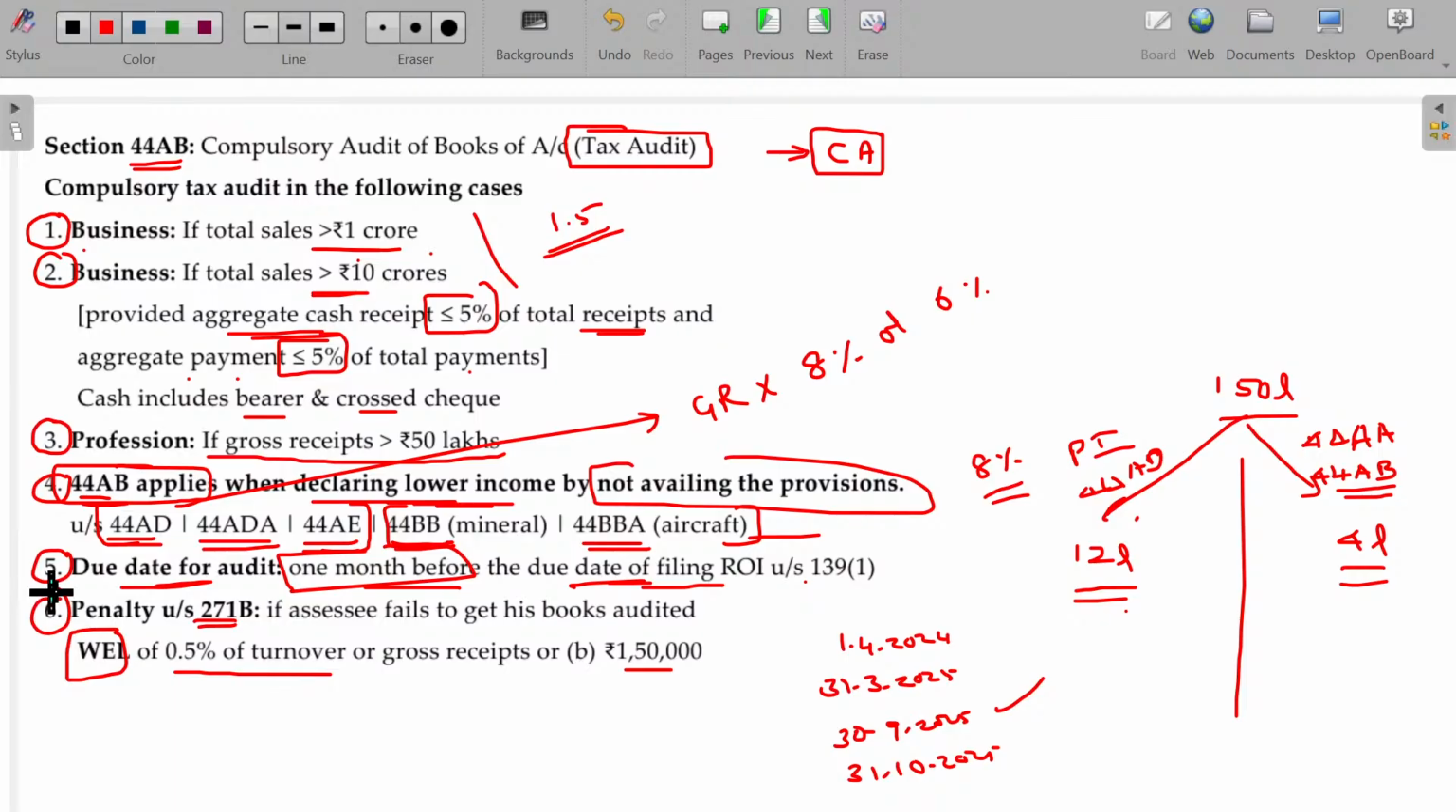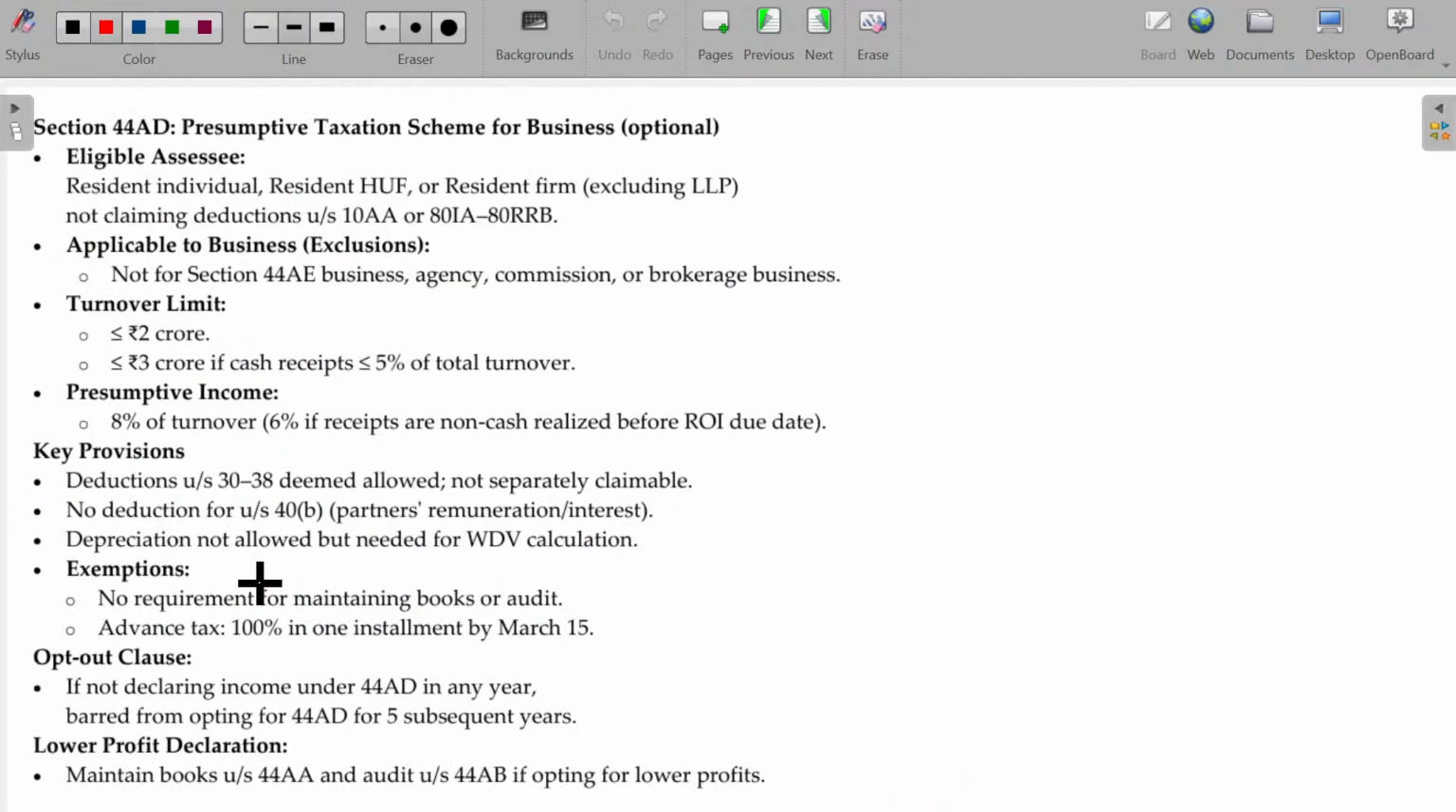Clear? You have been given this option, but if you neglect this option, then you have to go for 44AA and 44AB. And the due date for audit is one month earlier than the due date for filing of the return of income. If you fail to do so, then you have to pay the penalty under section 271B: 0.5% of the turnover or gross receipts or 1.5 lakhs, whichever is lower. Okay, penalty you have to pay.